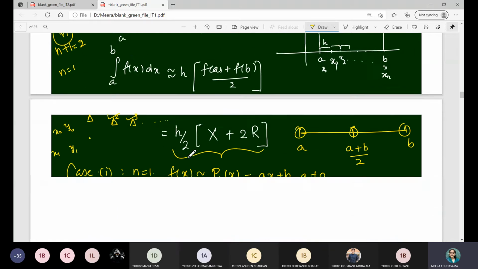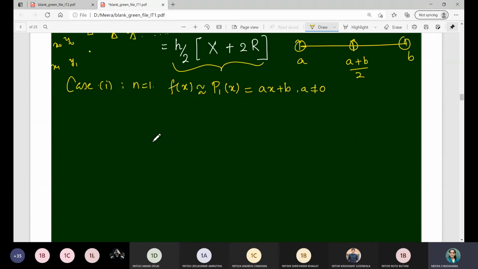So let us consider the first case, that is for the interval x0 to x1. I am right now evaluating the trapezoidal rule for the first sub-interval, that is x0 to x1. This is A, x0, x1. The partitions we have already considered, this will be B. So right now I am evaluating the trapezoidal rule for the first sub-interval only.